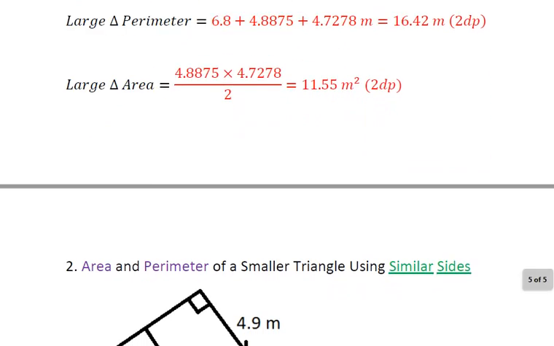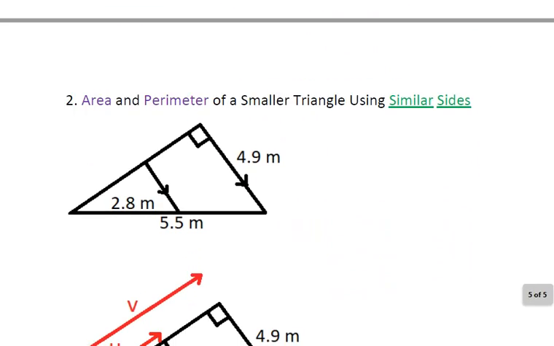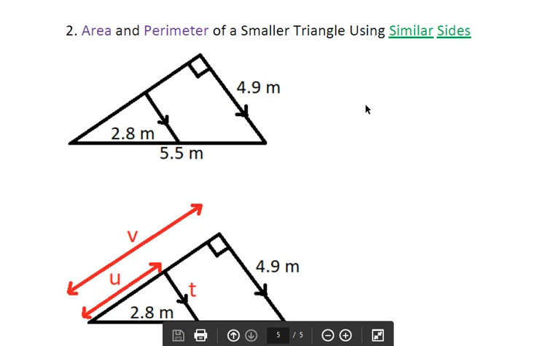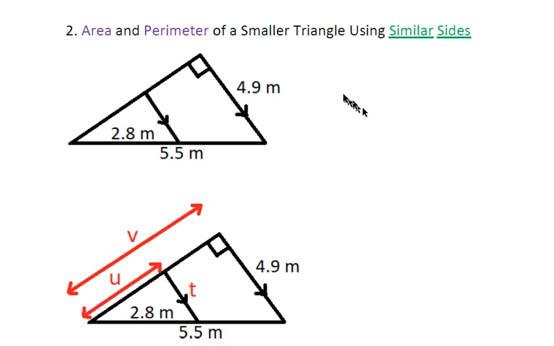Okay, now let's look at the next bit here. If we are instead trying to work out the area and perimeter of a smaller triangle using similar sides. So before we worked out the area of a larger triangle, now we're working out the area and perimeter of a smaller triangle.